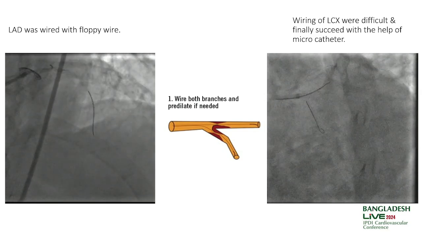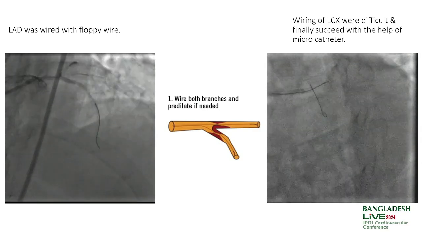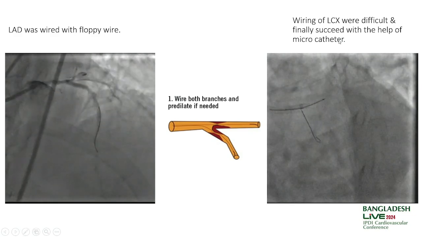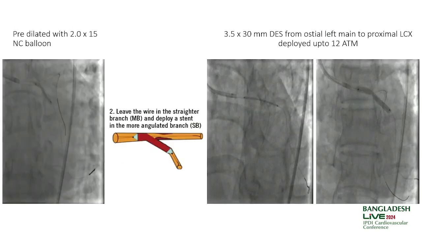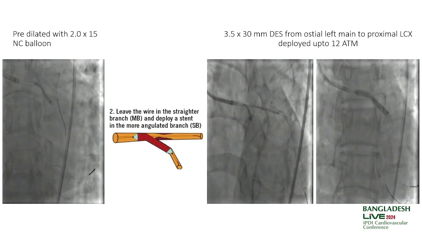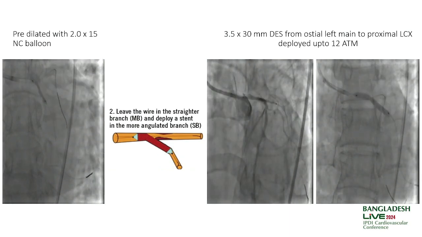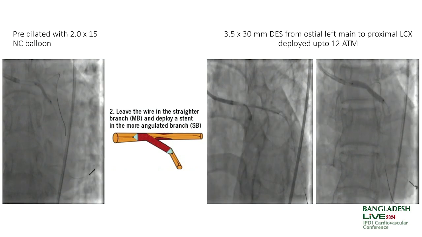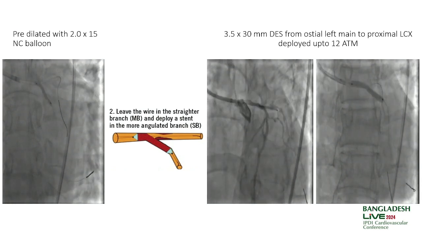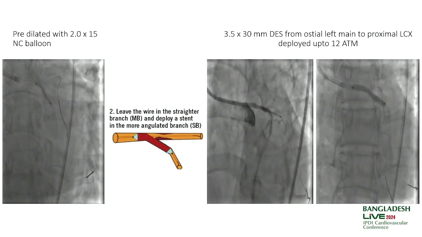I used run-through floppy wire in this setting. The wire in the LCX was very difficult to pass, and with the help of a microcatheter, I crossed the wire in the LCX. After wiring, I pre-dilated the ostial LCX with a 2 into 15 millimeter NC balloon. The next step is to deploy a stent to the most angulated branch, that is the left main to LCX. A 3.30 millimeter drug eluting stent is put from the left main to LCX covering the ostia.